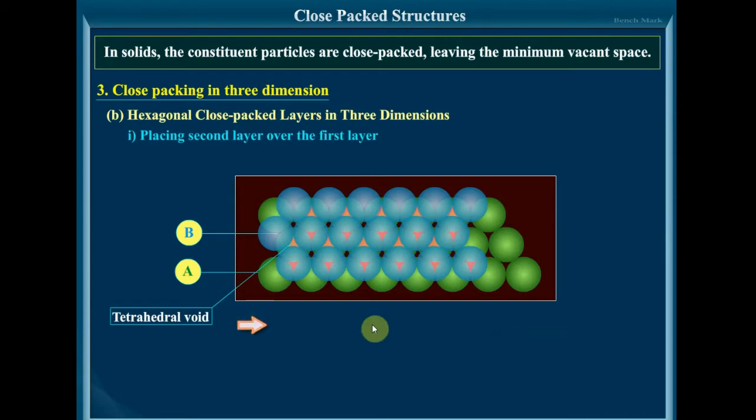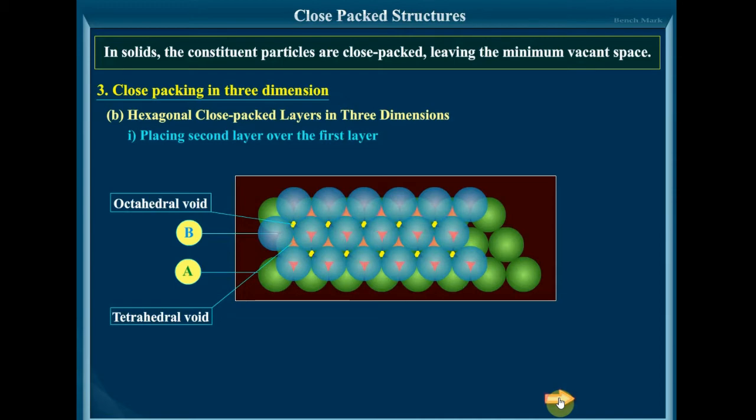Next is the octahedral voids. Here the red portion that you can see is the tetrahedral voids. There is also another type of void called the octahedral void. And what is the specialty of an octahedral void? In that space, you can find it is surrounded by 6 spheres, 3 at the bottom and 3 at the top. And hence the 6 spheres are at the corners of an octahedron.